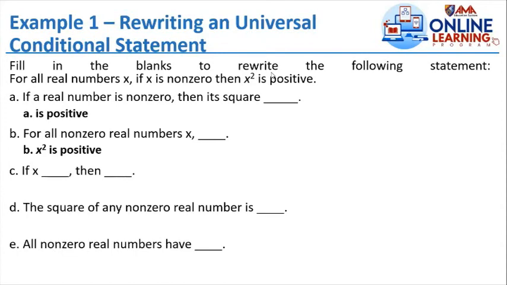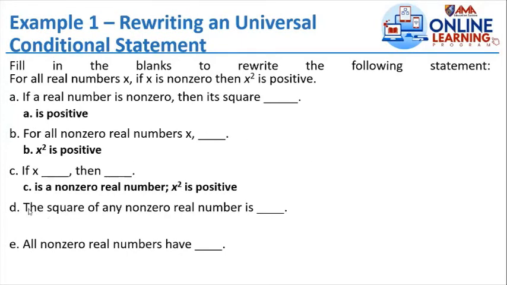Student: If x is non-zero, then x squared is positive. Yes, close to correct. Kulang ka lang ng real number kasi nandito kasi real number. So, dapat if x is a non-zero real number, then x squared is positive. Okay po. Thank you. Okay lang yan, Ezekiel.